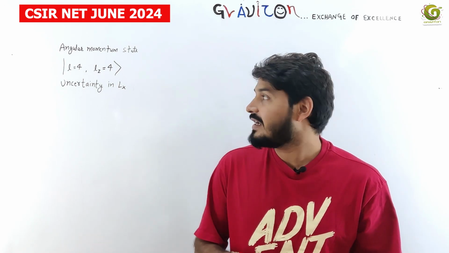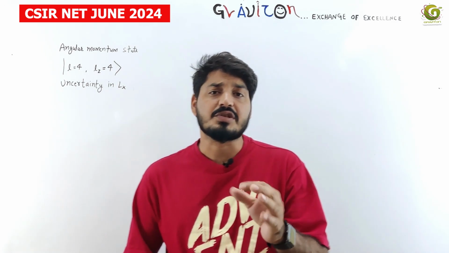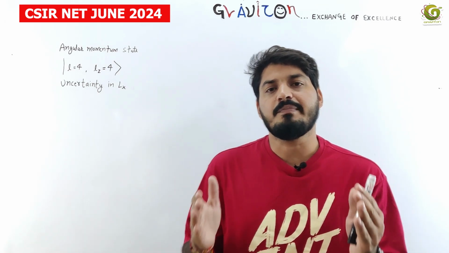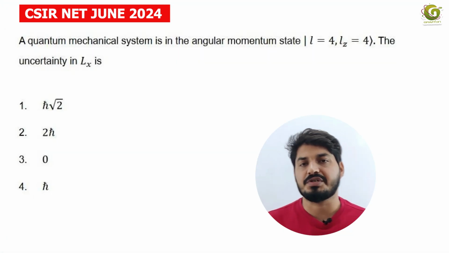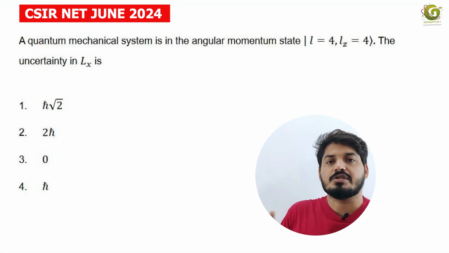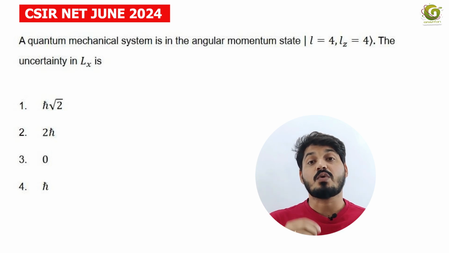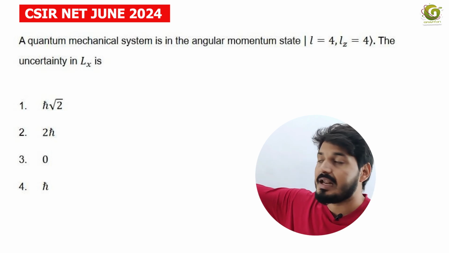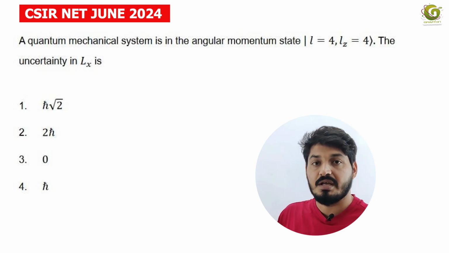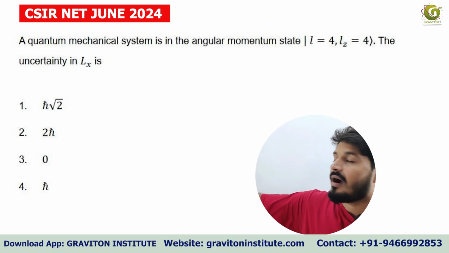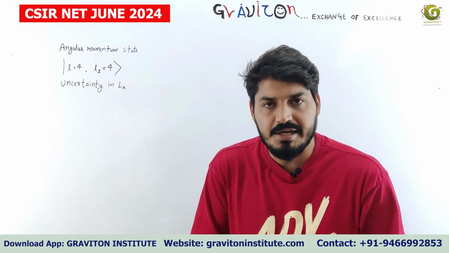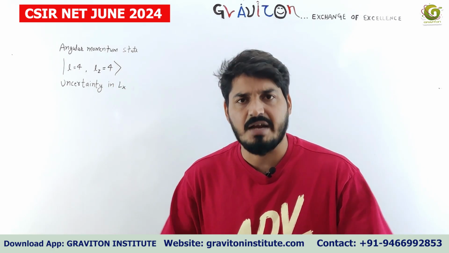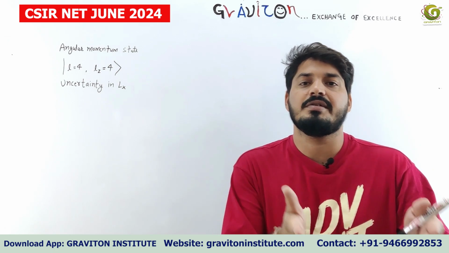Today we'll solve one interesting problem of quantum mechanics, and this question has been asked in the recent CSIR June 2024 exam. It is a very simple and straightforward question. For a quantum mechanical system, if the angular momentum state is L equals 4 and Lz equals 4, then we have to find the uncertainty in Lx.